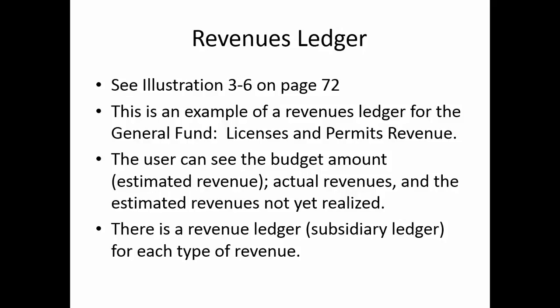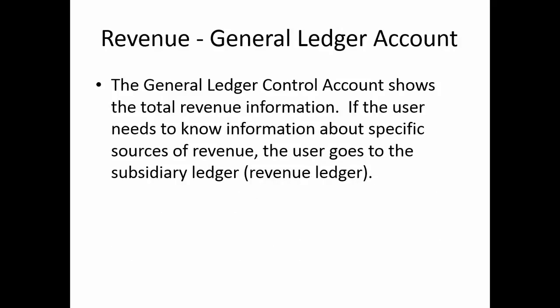There's a revenue ledger, subsidiary ledger, for each type of revenue. The general ledger control account shows the total revenue information. If the user needs to know information about specific sources of revenue, the user goes to the subsidiary ledger, the revenue ledger.